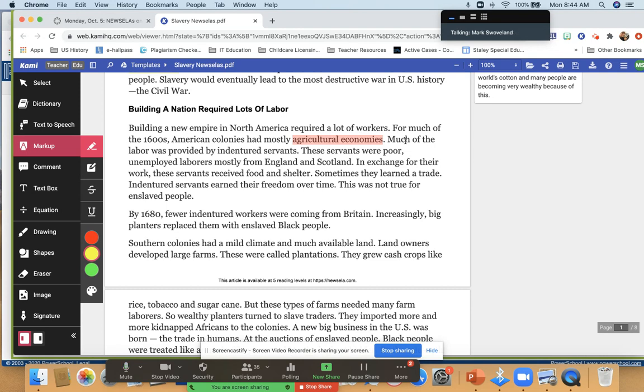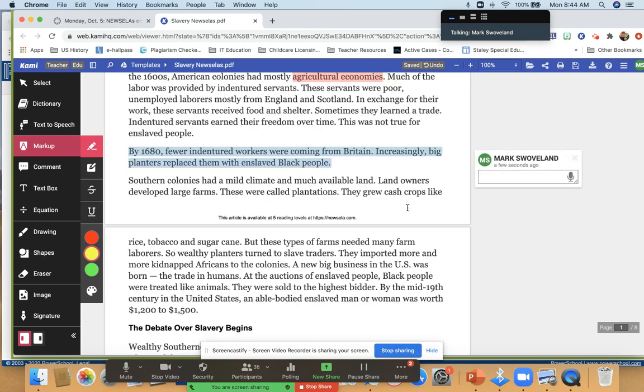By 1860, fewer indentured workers were coming from Britain. Increasingly, big planters replaced them with enslaved people. So we start to see a change in the 1860s, switching from indentured servants to enslaved people. All right, so let's highlight that, and I'm going to put a comment in there too, saying, by the 1860s, we see fewer indentured servants and more enslaved people coming to the U.S.